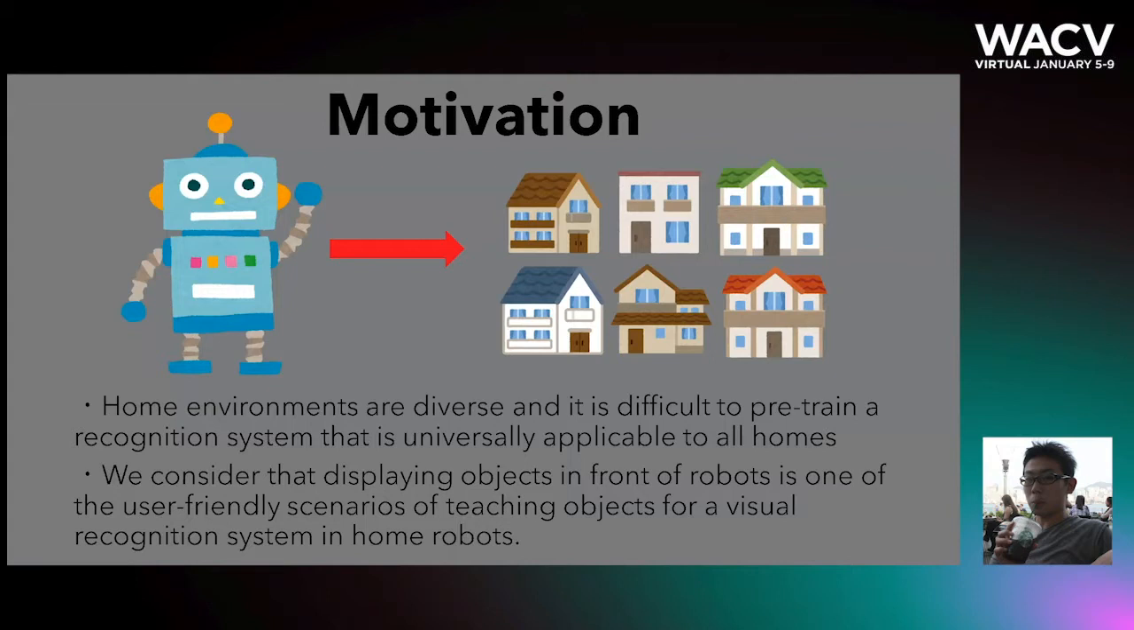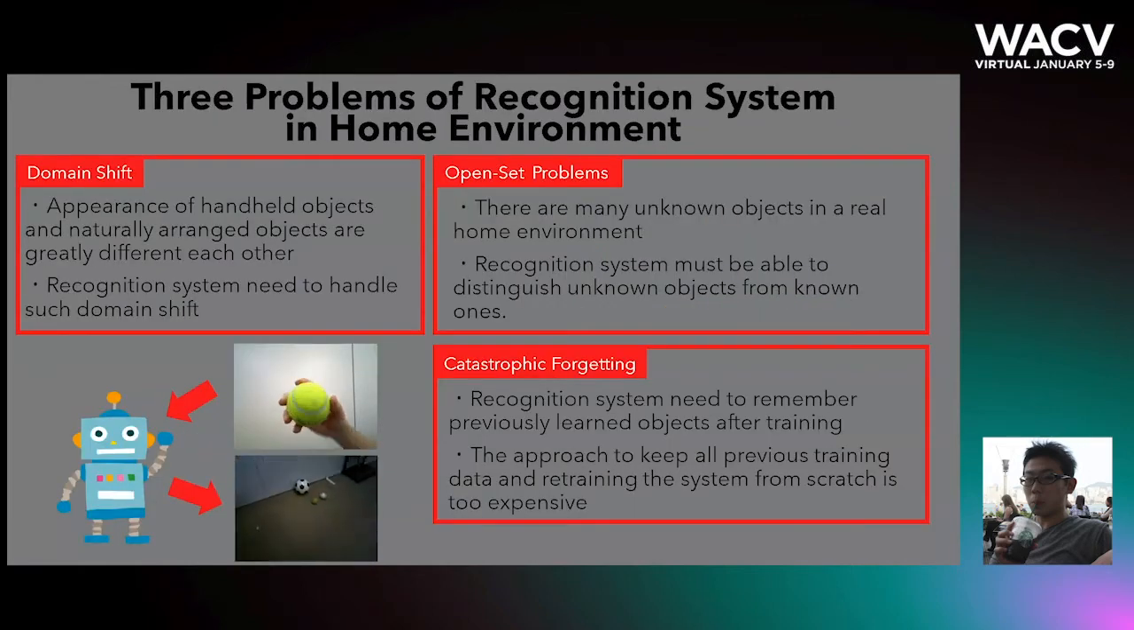The environment and the types of objects are greatly different from home to home. It is very difficult to pre-train a recognition system that is universally applicable to any home. Therefore, we need an efficient framework to train the recognition ability of a robot in each environment without much burden for end users. We consider that displaying an object in front of the robot is one of the user-friendly scenarios of teaching objects for a home robot. However, to take account of this scenario more realistically, we claim that domain adaptation, open set recognition, and continual learning are important and should be considered simultaneously.